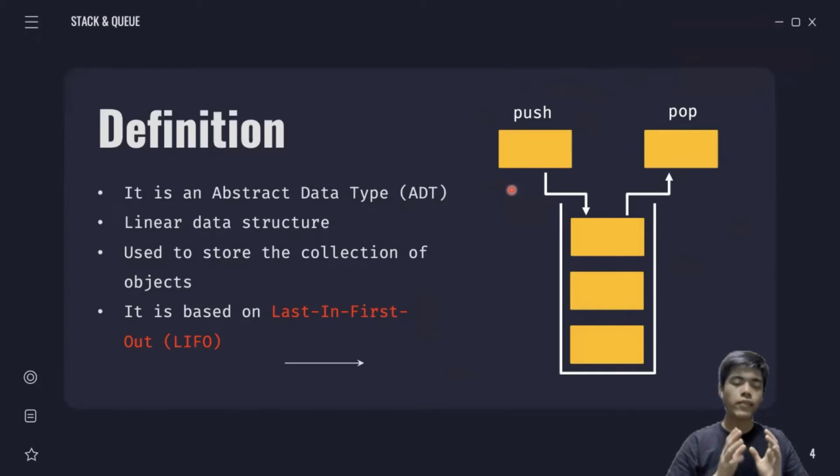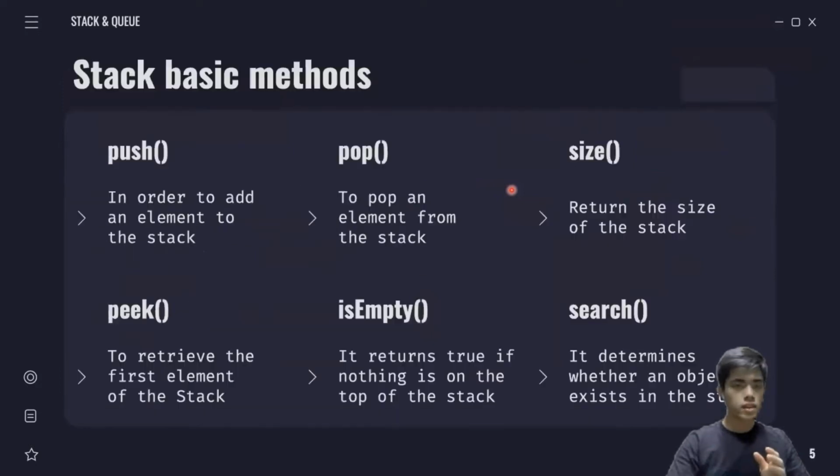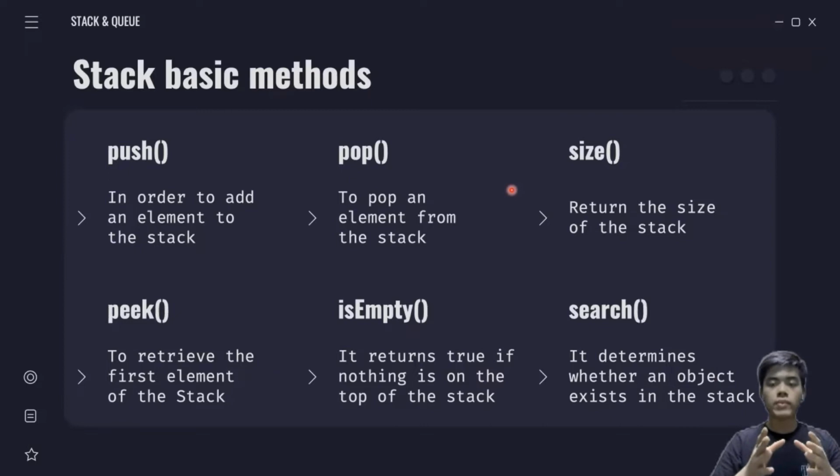Stack class provides different operations, such as push, in order to add an element to the stack. We have pop to pop an element. The size method returns the size of the stack. Peek to retrieve the first element. Its empty method is to check whether the stack is empty or not, and search is to determine whether an object exists in a stack.